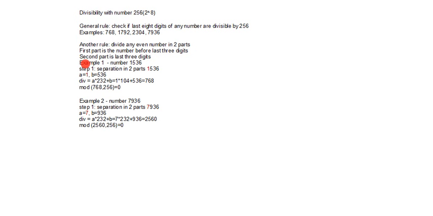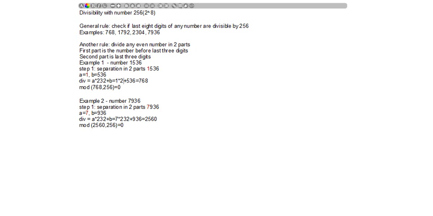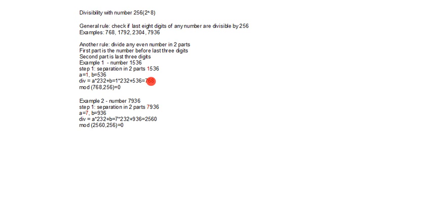Let's check an example. The first number is 1536. The number before the last three digits is 1, an odd number. We will multiply this number with 242 and add number B, the last three digits. The number 768 is divisible by 256. There is no remainder.